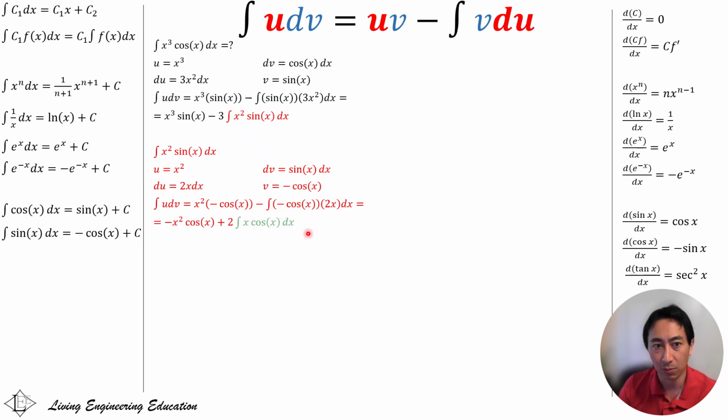And hopefully you see the pattern. You chose u to be x cubed before, now we're going to choose u to be x, and we're going to choose dv to be cosine x just like we did before.